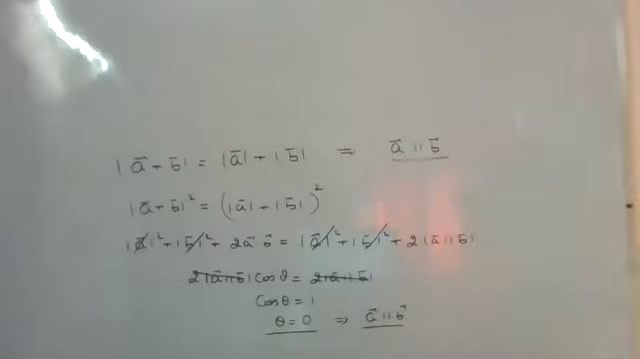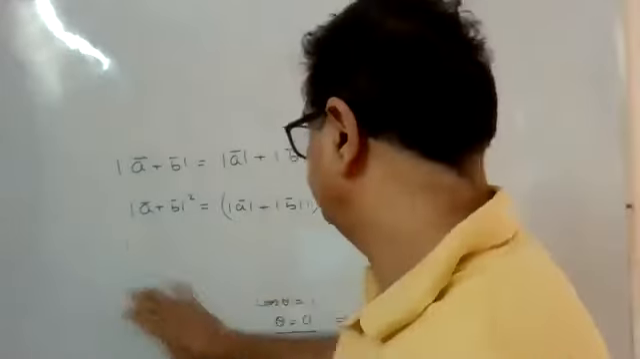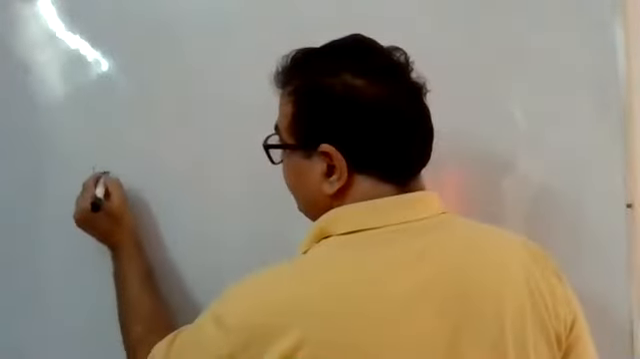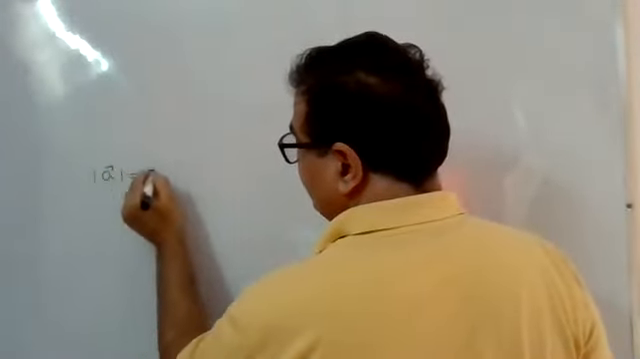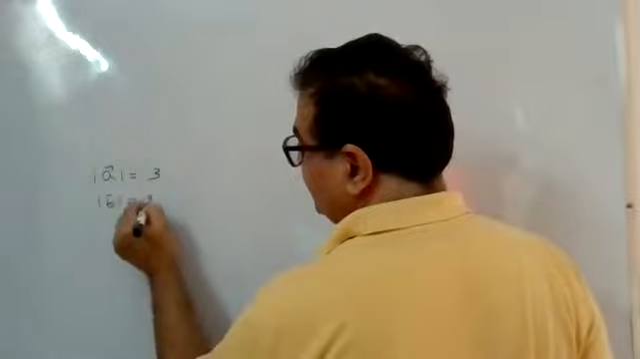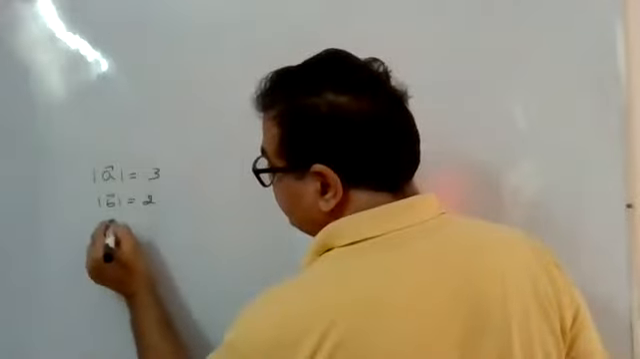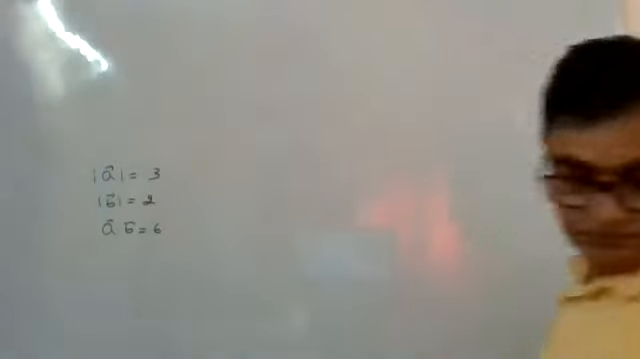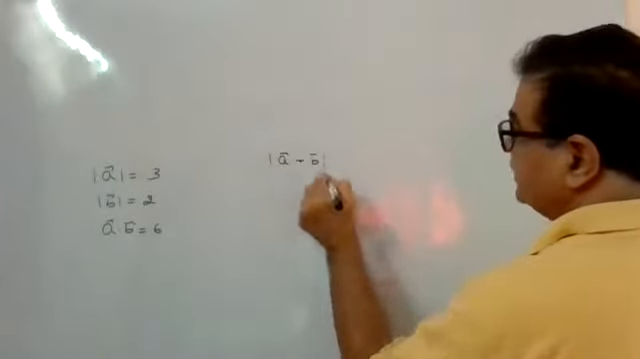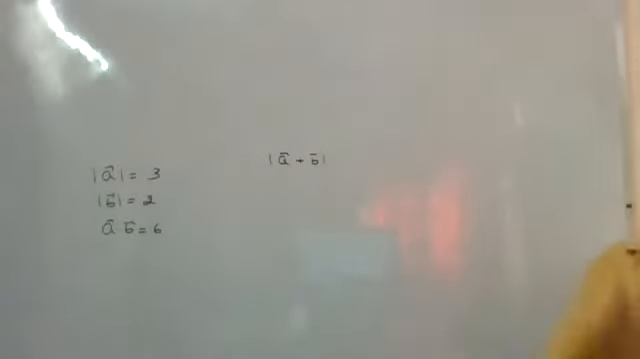If two vectors A and B are such that magnitude A is 3, magnitude B is 2, A dot B is 6. The question is, find what is the magnitude of A plus B.